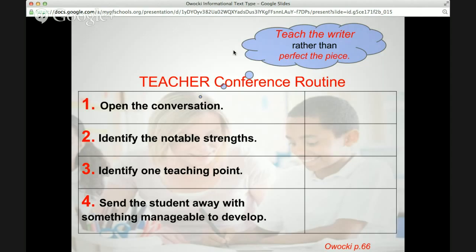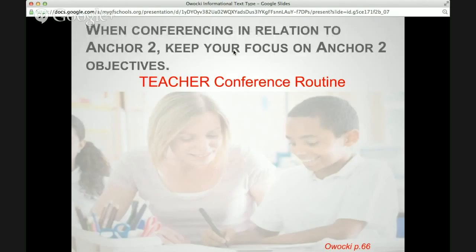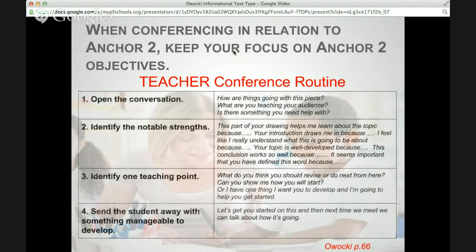It's the same routine. But she says to be very careful. You have to know what anchor you're focusing on. So here in Anchor 2, she says having a predictable set of prompts and questions ready to go will help students know what to expect and be ready to show their thinking. So this chart serves as a guide for your conference with all students around Anchor 2.